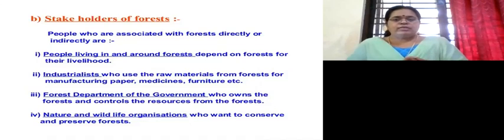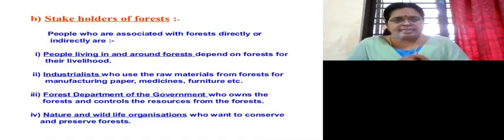The second stakeholder are the industrialists, because they are always in need of raw materials for their industries, for paper industries, for medicine industries, or for furniture industries. They need materials from the forest. So where do they go to? Naturally, they will go to the forest to get the trees and then they use them. So industrialists are our second stakeholder.